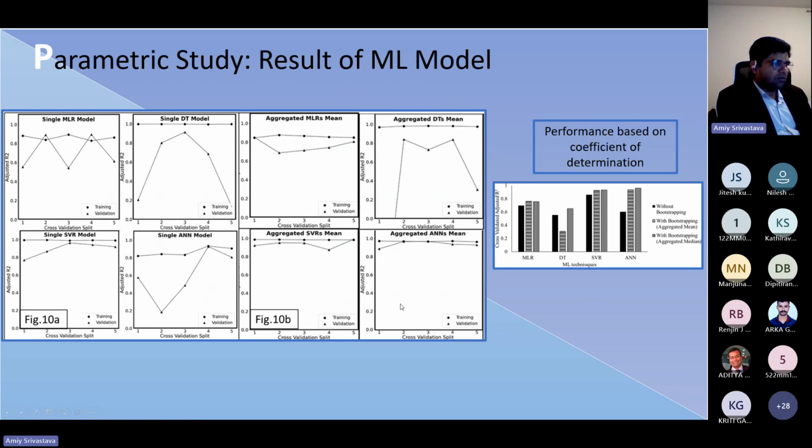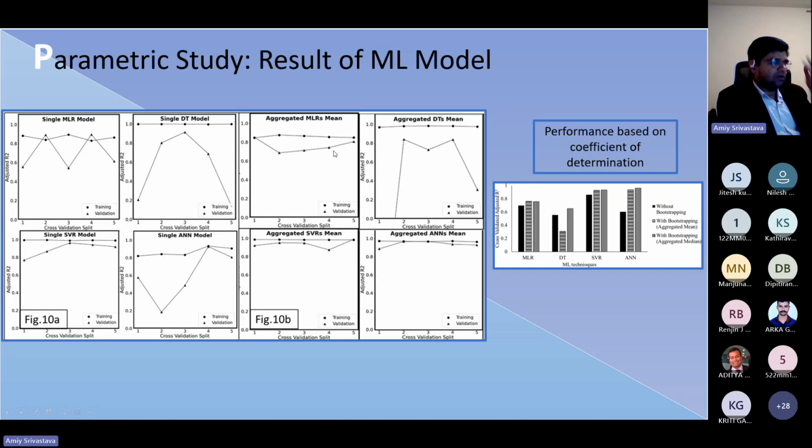So in the aggregation model, you can see training and validation are quite close to each other for all the cross validation splits. We performed five-fold cross validation, and these are quite close to each other. Here also we have training and validation, and this is for the SVR. So we could select either of these two models, because here validation is far lower than the training. That's why we did not choose this one.